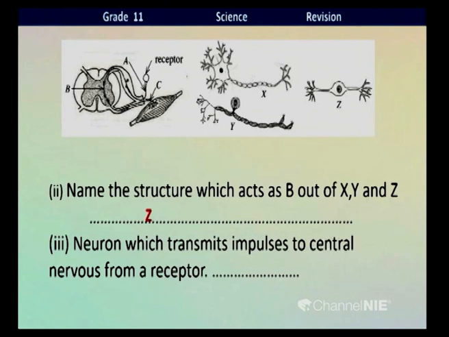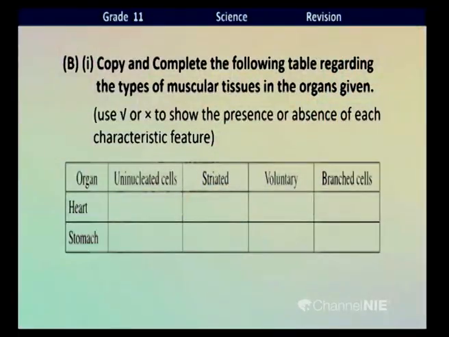Next question. Neuron which transmits impulses to the central nervous system from receptors. As I told you earlier, sensory neurons transmit impulses from receptors to the central nervous system. Therefore, you have to select here sensory neuron out of X, Y, Z. Then sensory neuron is Y.